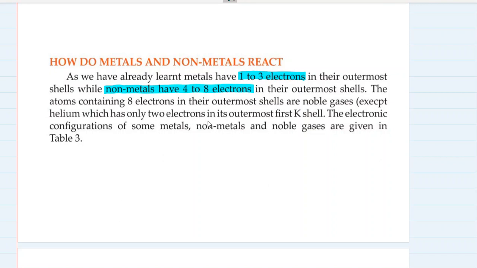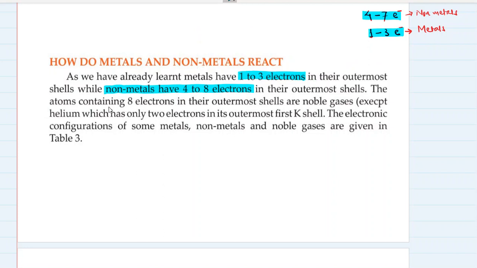Some places write 4 to 7 electrons, because the elements which have 8 electrons in their outermost shell are generally not considered as non-metals, nor are they considered as metals. They are noble gases, right? So it is accurate to say that non-metals have 4 to 7 electrons and metals have 1 to 3 electrons in their outermost shell. What are these electrons known as? These are valence electrons, and valence electrons are responsible for the chemical reactivity of any element.